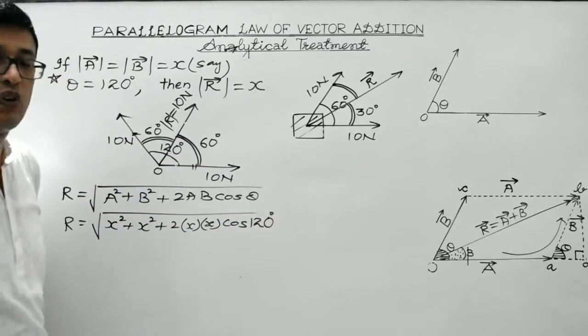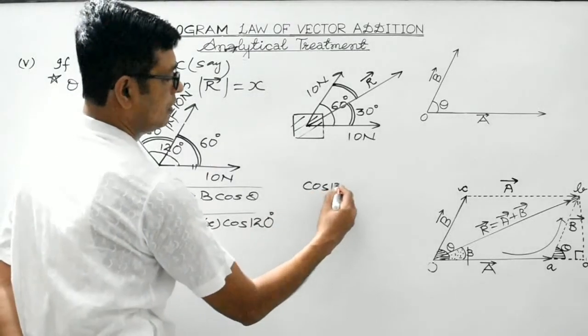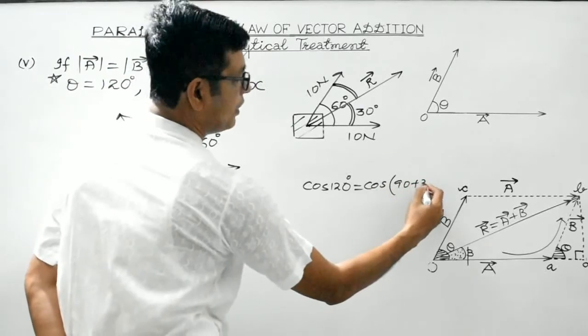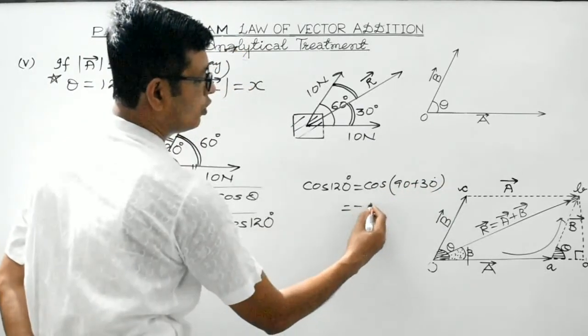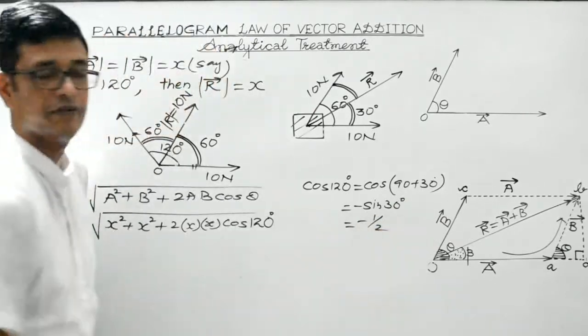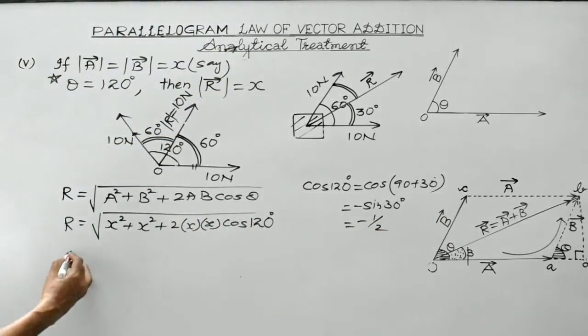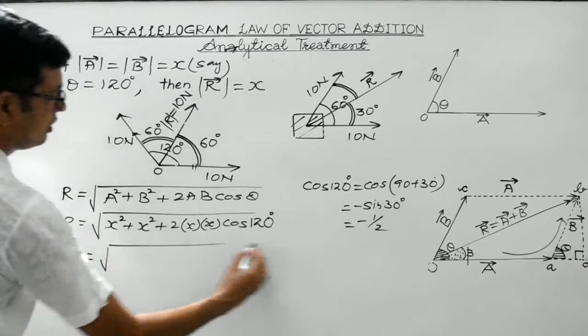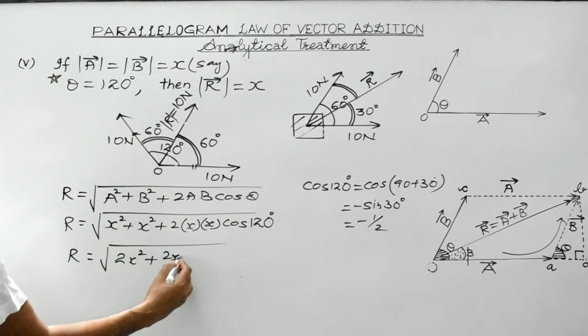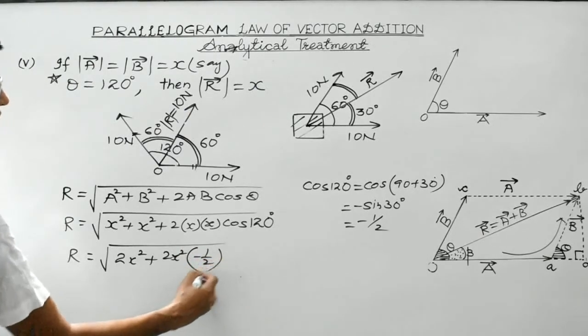Now students, cos 120 degree. We all are aware of it. It is cos 90 plus 30. It will be equal to minus sine 30. It is equal to minus half. So let's substitute this value over here. So what do we get? x square plus x square. It will give us 2x square plus 2x square into minus half.